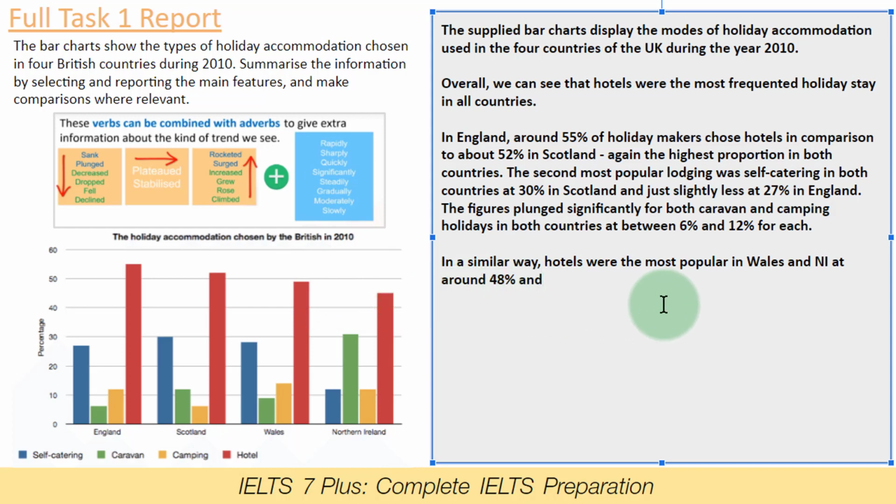And let's say 45%, respectively. Always good to use at least once in our writing. In a similar way, hotels were the most popular in Wales and Northern Ireland at around 48% and 45% respectively. In a similar way is a great way to make comparisons between groups or sets of data.